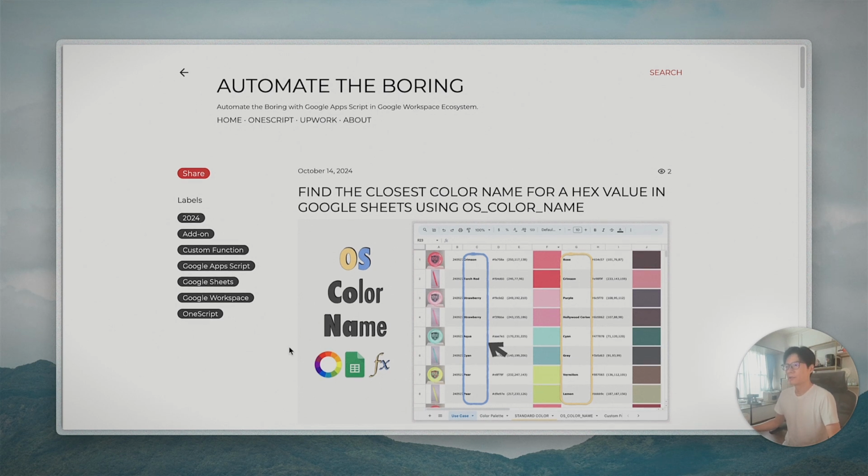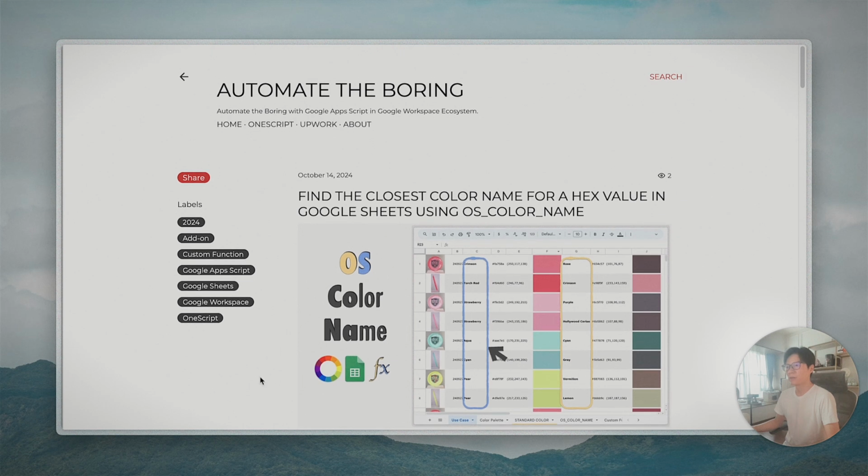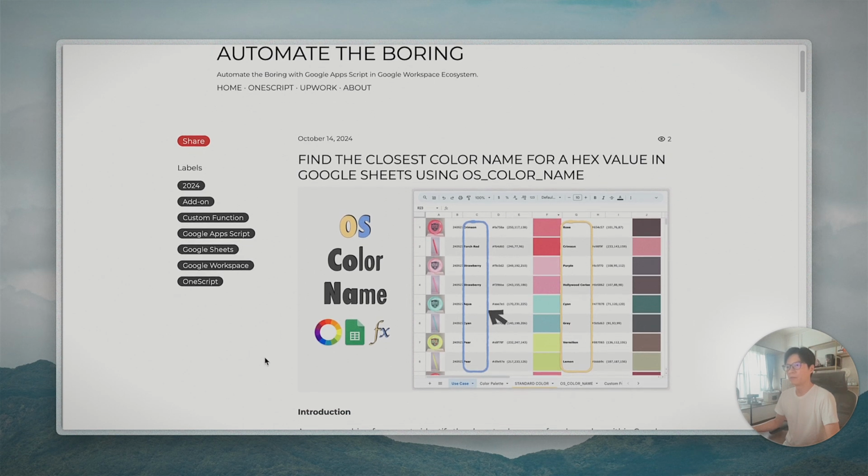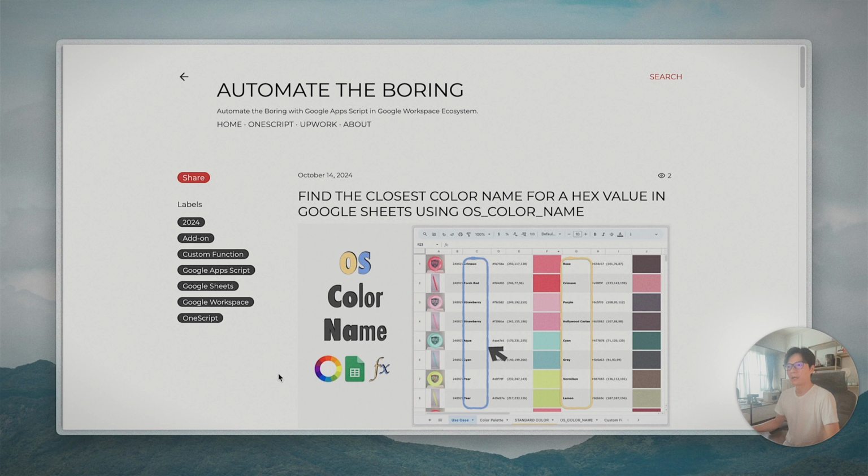This function is basically going to find a proper color name for any hex value in Google Sheets. It's not 100% accurate, but I think it can solve most of the colors if you're trying to just give it a proper name in Google Sheets. You can check this document or this post if you'd like to read, but I'm also going to give you a demo in this video.